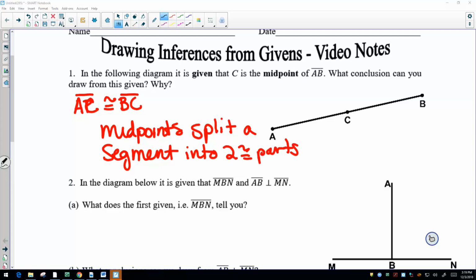So just saying, what does this vocab word tell me? What can I say from it? What kind of conclusions can I make? And a why. Why is that true?